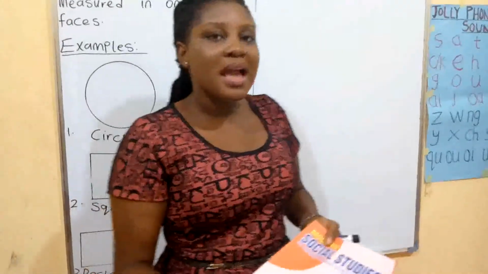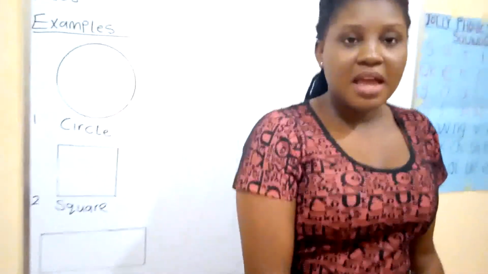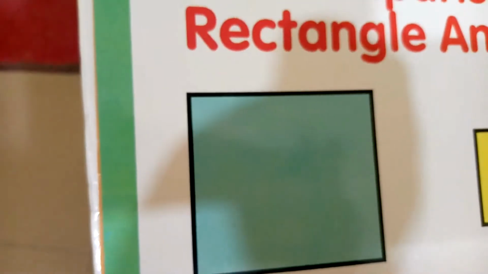Okay, so we have a square. Beautiful. So a Maggi cube, the side of it has a square shape. So if you have seen a Maggi cube before, the sides of it have a square.